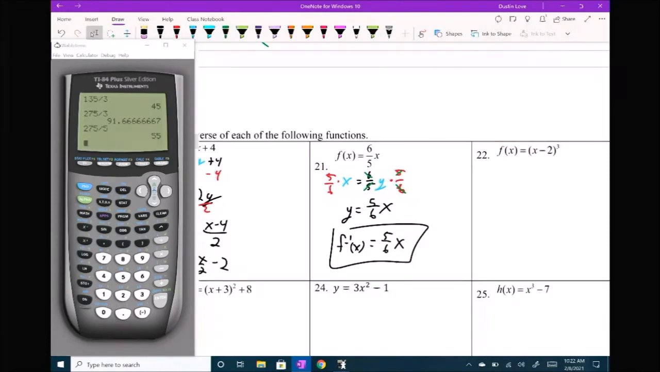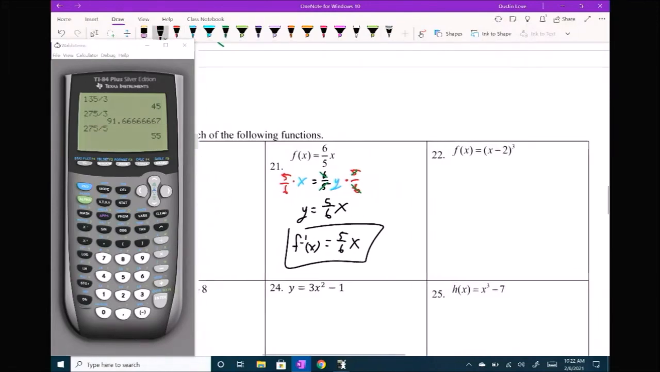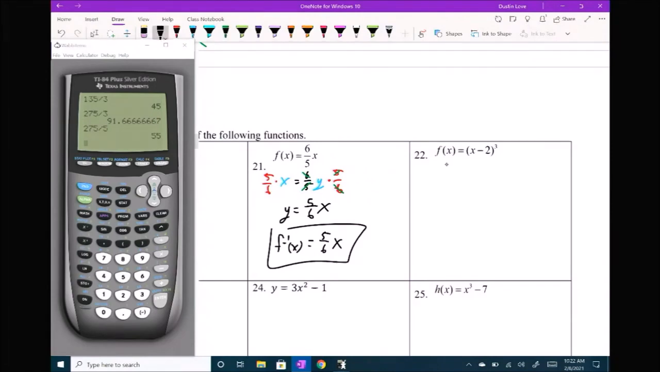Okay, now on number 22, x equals y minus 2 cubed, swapping the x and the y. And now we're going to do all the inverse functions. So cubed root is going to cancel out the cubed. So now we're left with cubed root of x is equal to y minus 2.